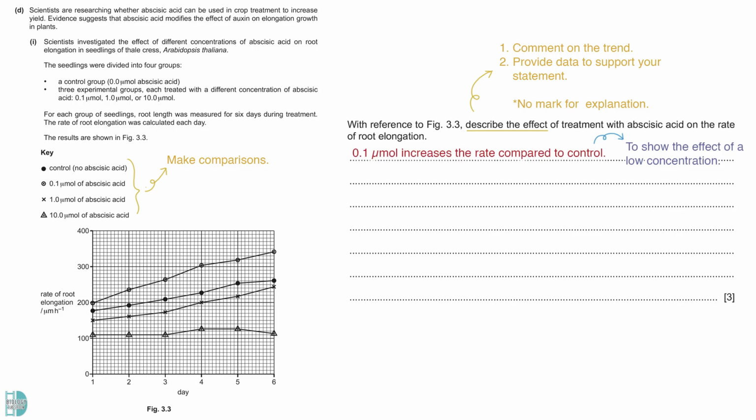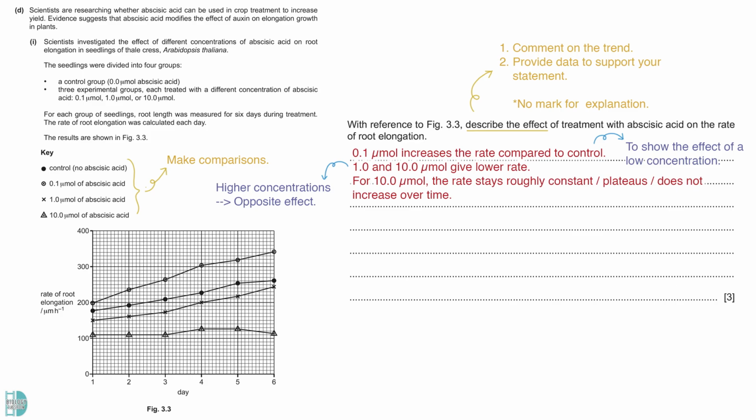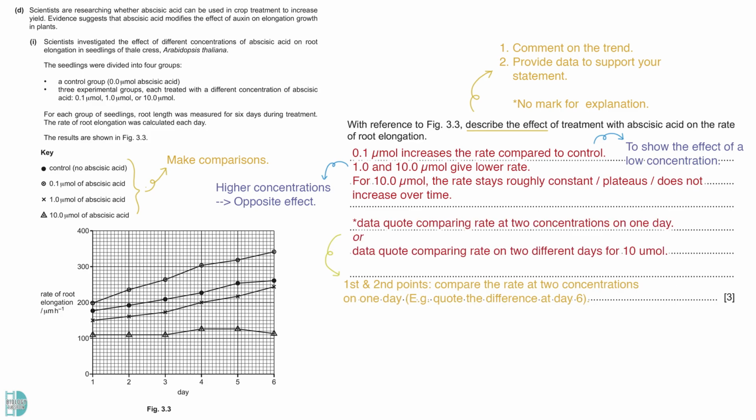When you compare 0.1 micromole and the control, there is an increase in the rate. However, higher concentrations show the opposite effects. For 10 micromole, the rate stays roughly constant. It does not increase over time like the other 3 experiments. There is a mark for a data quote to support any of the points.